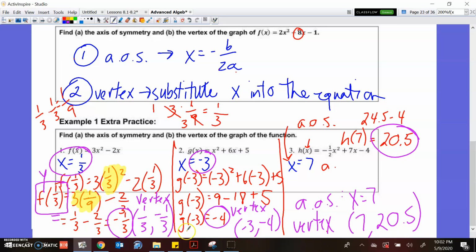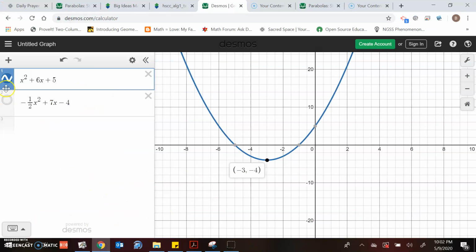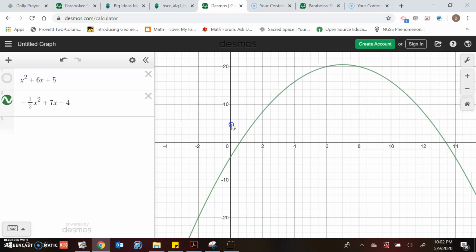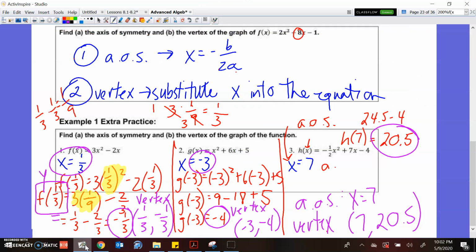Okay, so let's just check that out on Desmos to get a look at it. We already did that one. This is the one we just did, and whoa, look at that. It looks like a crazy big one. It's going to highlight my vertex for me automatically, and it is 7, 20.5. That's what we did. All right, so great job.